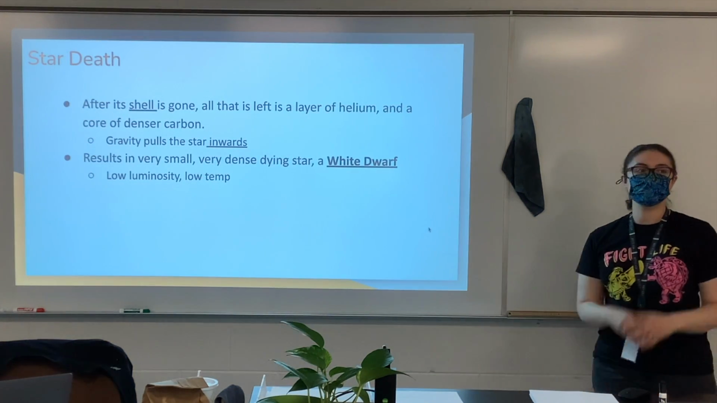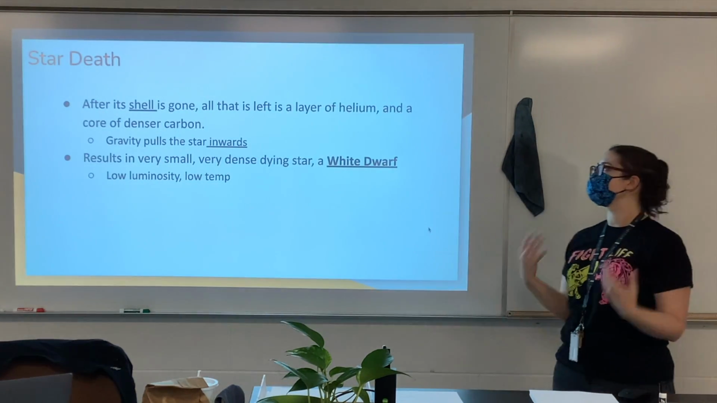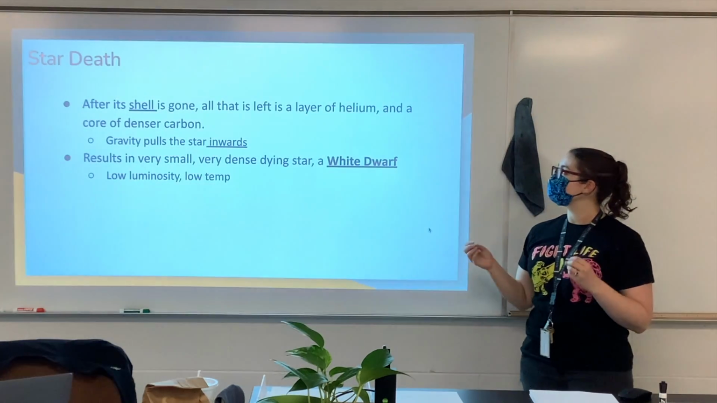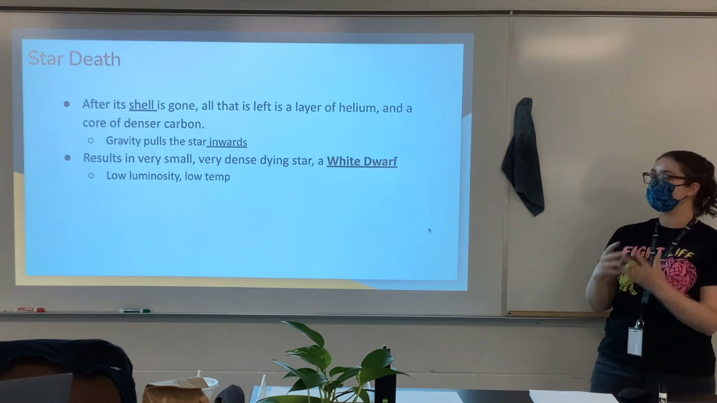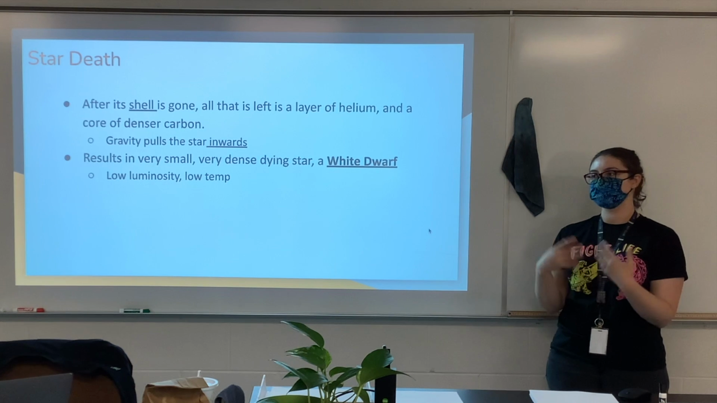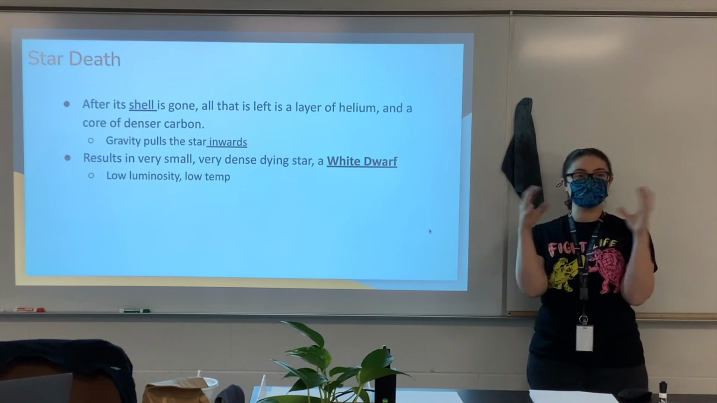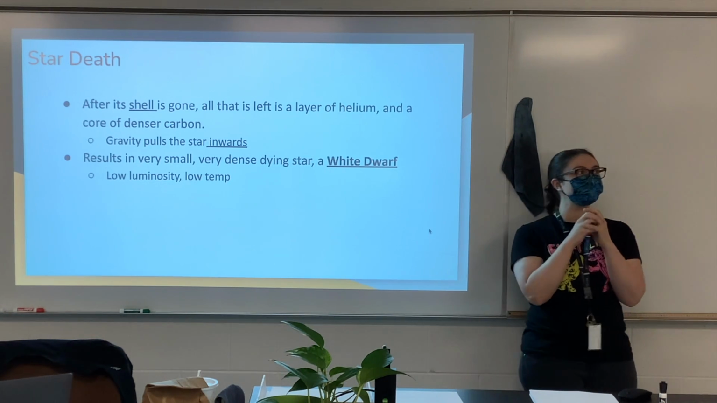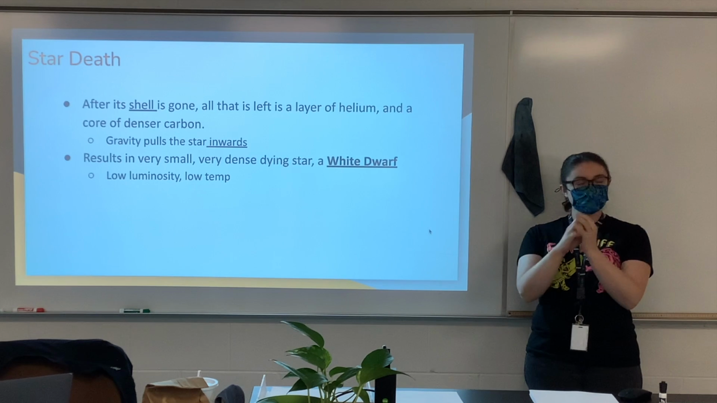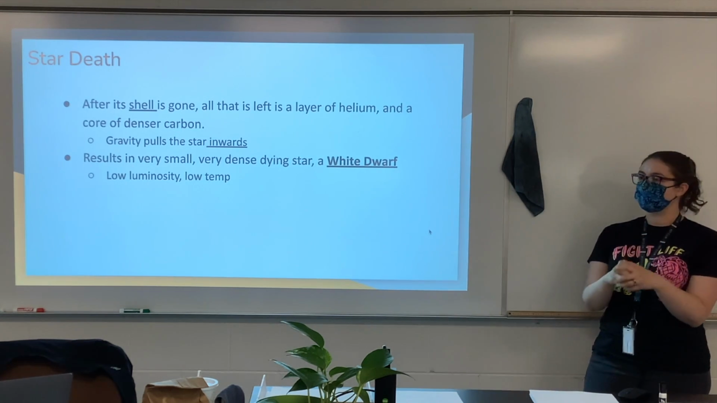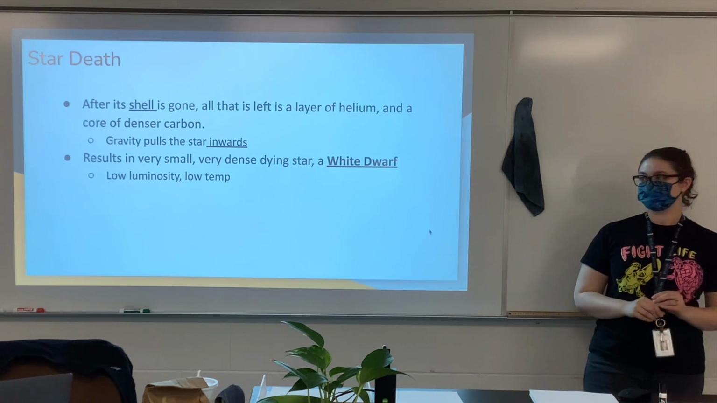So then we get to the death of a low-mass star. And once that outer shell of hydrogen is gone, all that's left is this thin layer of helium and what tends to be a core that is mostly composed of carbon. Because again, over time, heavier and heavier elements fuse within the sun. And gravity is going to pull that remaining core of the star in even farther. And our result is a very small, very dense, relatively dim star known as a white dwarf. Again, these have a low luminosity and a low temperature.